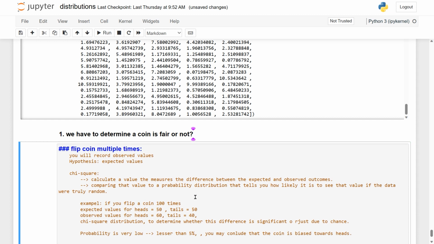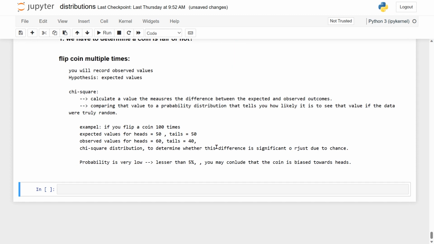I know it's too much explanation for the chi-square, but it's very, very important. That's the reason I'm taking this much time. I hope you understand why I'm taking this much pain.